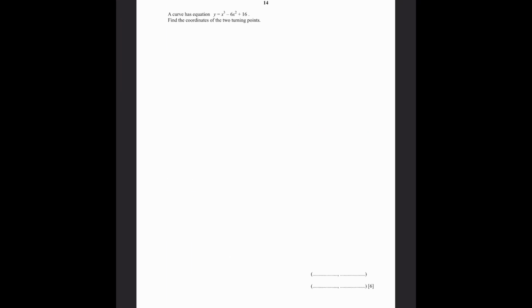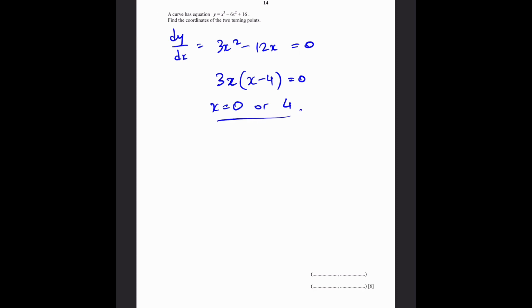Let's go to question 6. A curve has equation y equals x cubed minus 6x squared plus 16. Find the coordinates of the two turning points. Alright, so turning points have dy by dx equals 0. And in this case, dy by dx is 3x squared minus 12x. And that's 0. So we can factorize this. 3x times x minus 4 is 0. And that means x is either equal to 0 or 4 to make the right hand side 0.